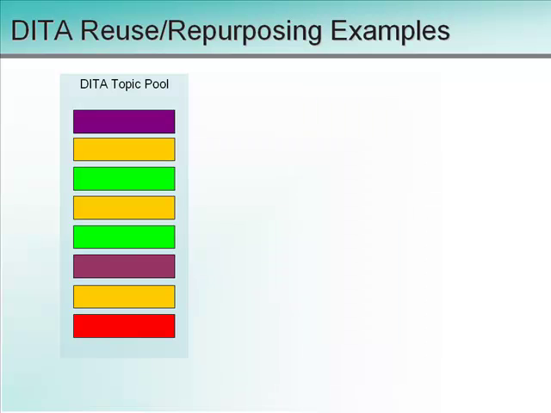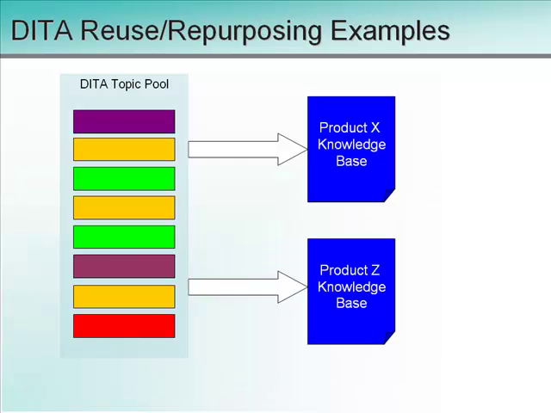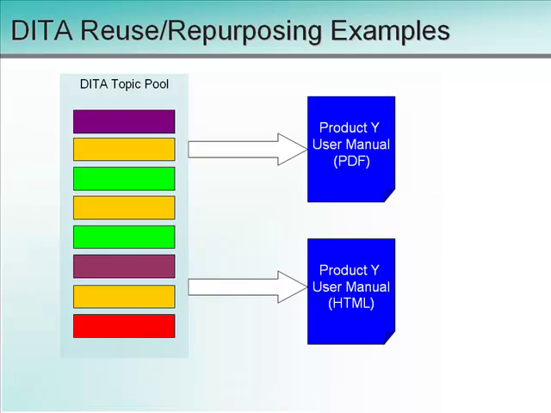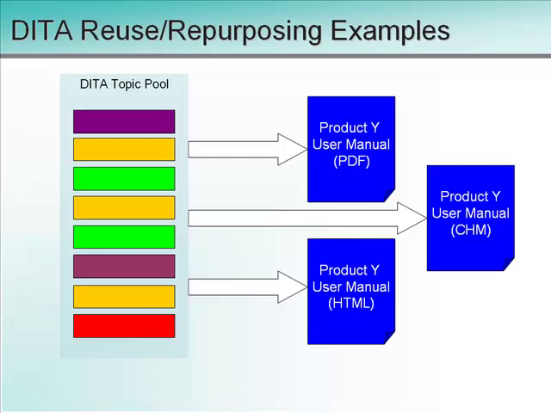In our second example, we're going to output 3 different knowledge bases, 1 each for product X, product Y, and product Z. In our third example, we'll output 3 versions of a user manual for product Y. The only difference is the file format. In this case, a PDF, a CHM, which is Microsoft Online Help, and HTML, which would be applicable for putting on the web.